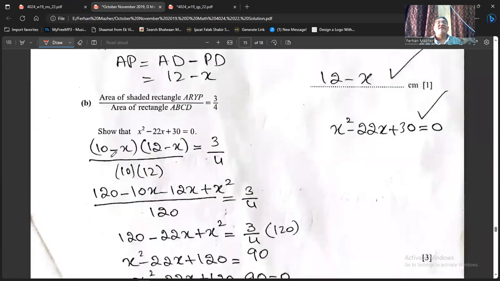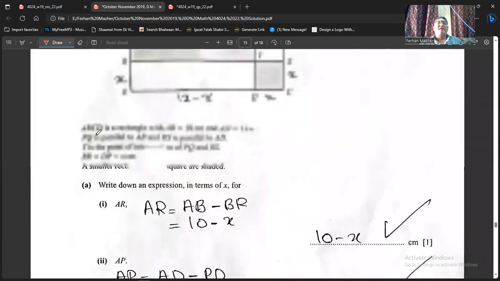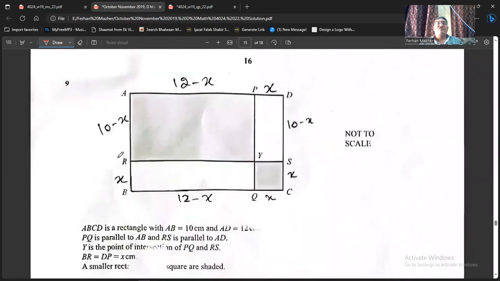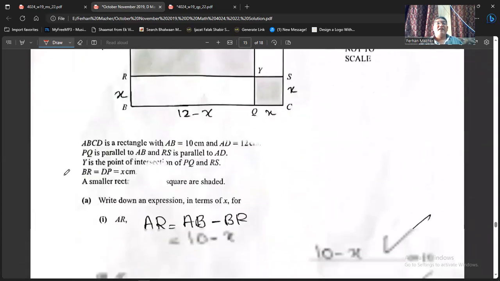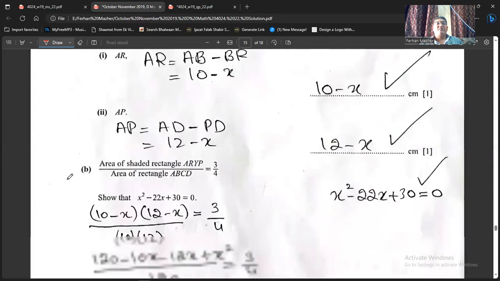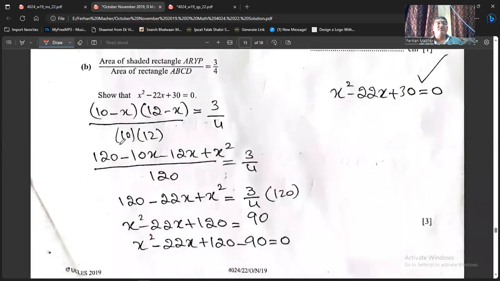And then he says the area of the shaded rectangle ARYP and the area of the rectangle ABCD is equal to 3 by 4. Show that you will get x squared minus 22x plus 30 equals 0. So they are talking about this shaded rectangle. Its area will be 10 minus x multiplied by 12 minus x, divided by the area of ABCD, whose sides are 10 and 12. Simply multiply them. So area of ARYP divided by area of ABCD, and they say this is equal to 3 by 4.